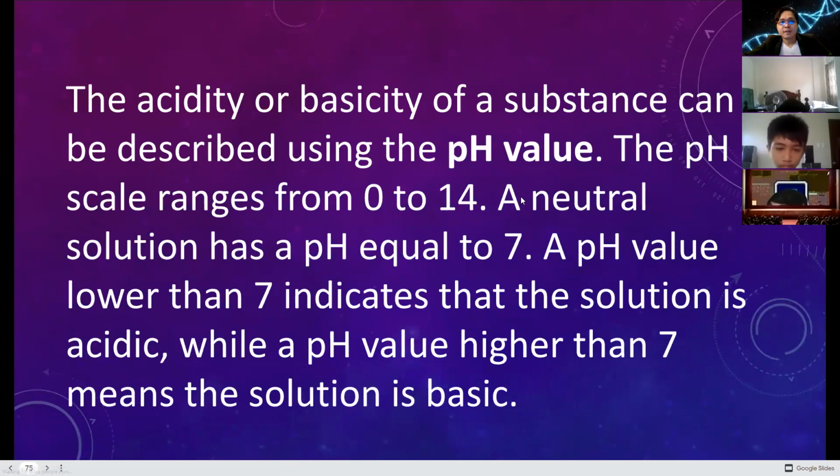The acidity and basicity of a substance can be described using a pH value. pH 3, pH 5, what are those? The pH scale ranges from 0 to 14. A neutral solution has a pH level of 7. A pH value lower than 7 indicates that the solution is acidic. pH 5, pH 3, pH 2, those are highly acidic. While a pH value higher than 7 means the solution is basic. pH 8, pH 9, pH 10, those are basic.